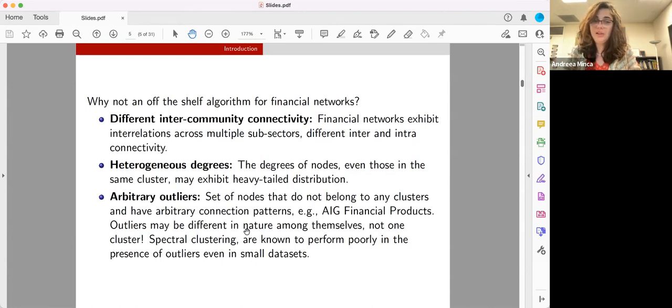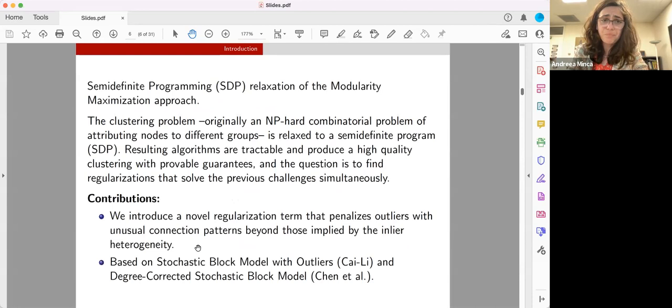Known algorithms such as spectral clustering are known to behave poorly in the presence of outliers. If you have a data set and simply apply spectral clustering, then even then it is not going to identify clusters. The presence of outliers is going to hinder the performance of the algorithm, and many of the nodes are going to be misclassified. So that is one of the problems. What we are going to base this work on is a semi-definite programming relaxation of the modularity maximization approach. And I'm going to be talking about that in a second.